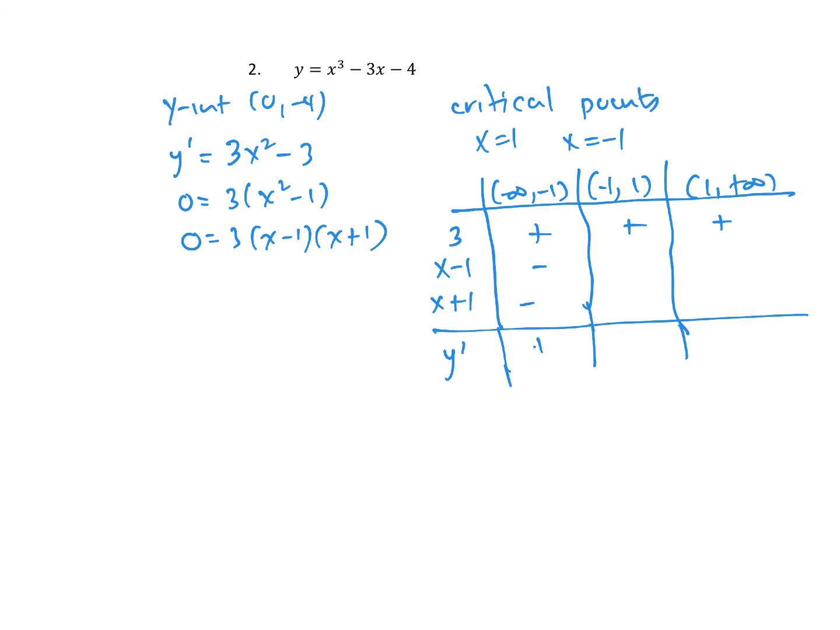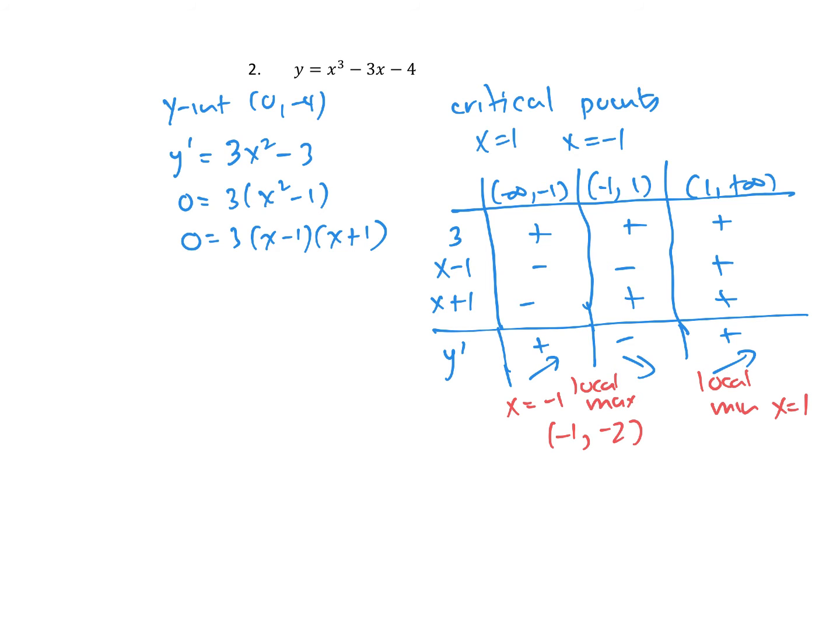Negative, negative, positive, increasing. Negative, positive, negative, that's decreasing. And then positive, positive, positive, that's increasing. So we have a local max at x equals negative 1. We have a local min at x equals 1. Okay. So I'm going to sub those back into the function, and I get negative 2 when I sub in negative 1, and I get negative 6 when I sub in 1.